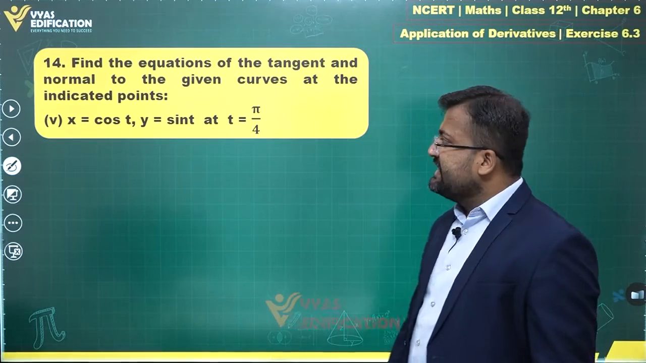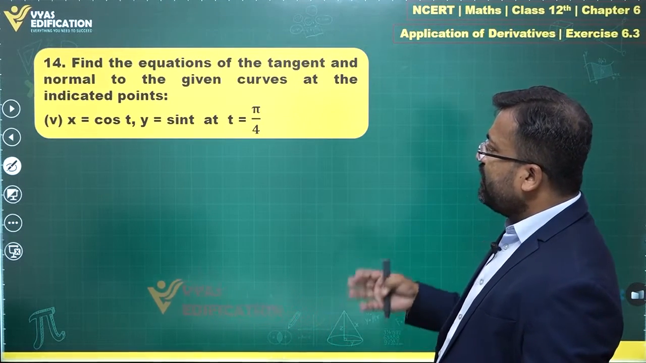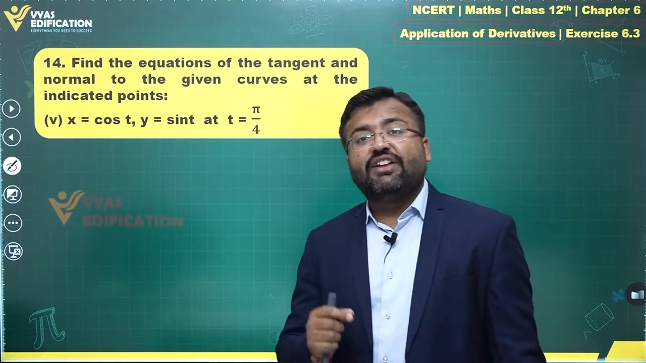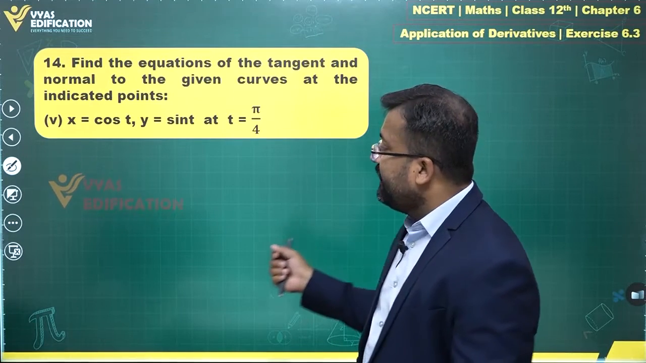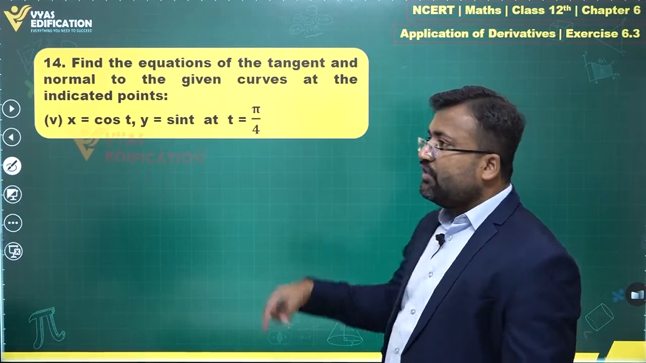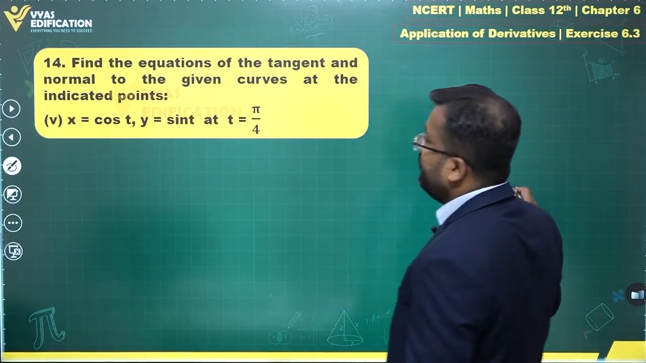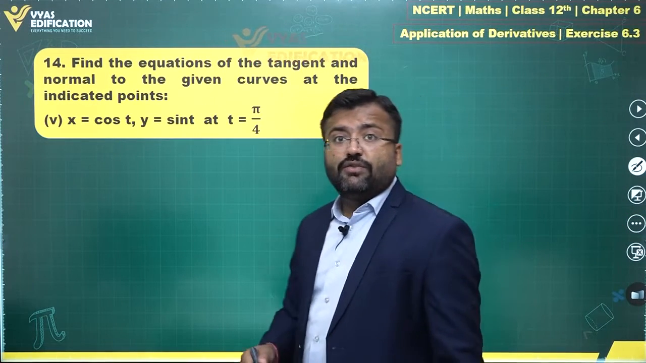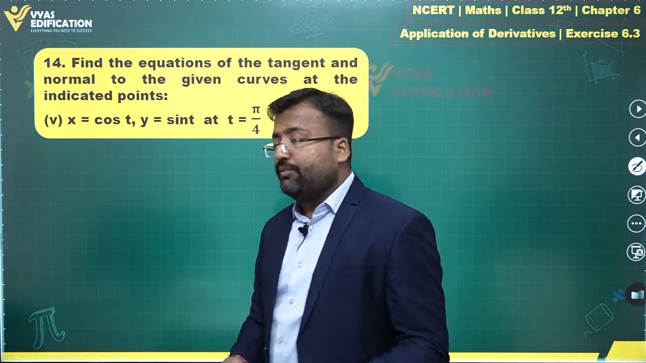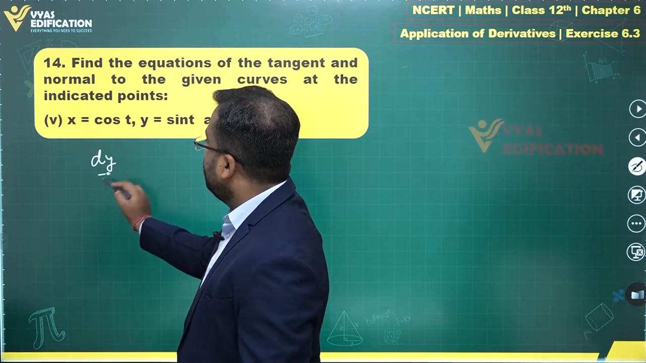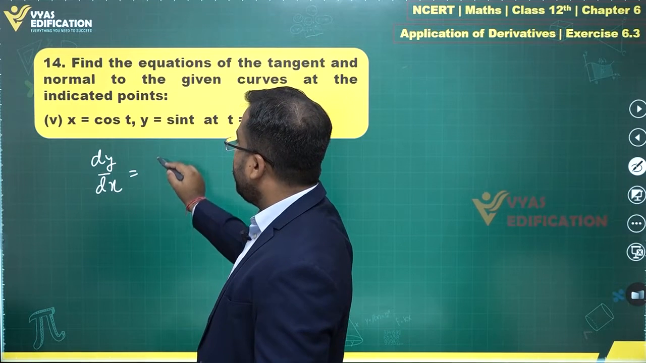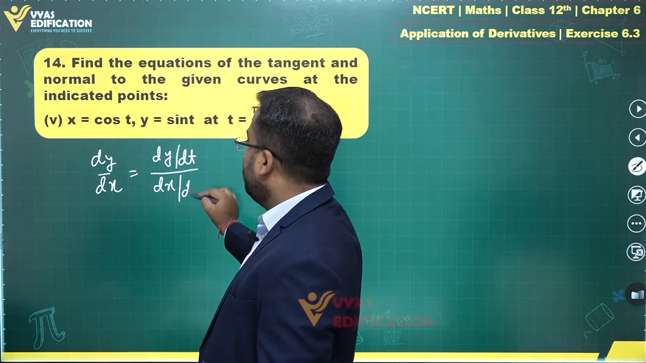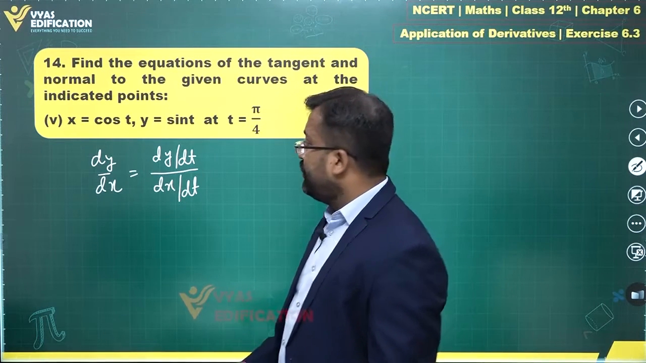The fifth part says x equals cos t, y equals sin t at t equals pi by 4. The equation of the curve is given in terms of the parameter, x and y in terms of t, and at t equal to pi by 4 we are supposed to find the equation of tangent and normal. And how do we do that? First thing that we are supposed to do is find the slope dy by dx. Now dy by dx in terms of a parameter, we'll have to take the derivative with respect to t, and this is dy by dt upon dx by dt.